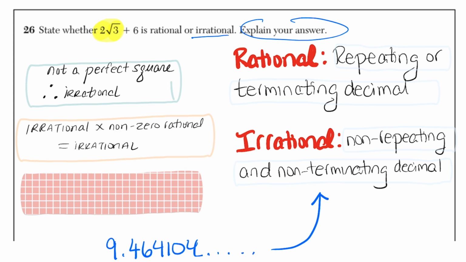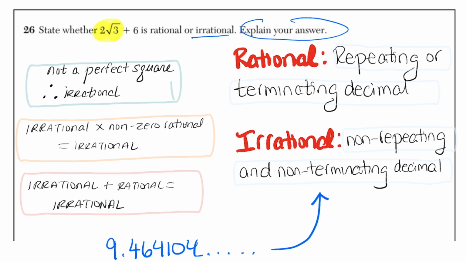And we're almost there. The last fact: we know that an irrational number added to a rational number is always going to give me an irrational number. So an irrational number, 2 square root 3 is irrational, added to a rational number, well, 6 is a rational number, and when I add those up, I will get an irrational number, meaning that this sum is irrational, just like we said before.